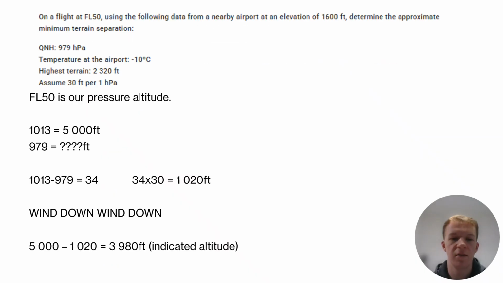So quickly rattling through this, we have our flight level 50, i.e. 5,000 feet, as our pressure altitude. We're going to do our pressure correction here, figuring out the difference between our 2 altimeter settings, times that by 30 to find our difference in feet, using wind down to find what we're going to do with that difference. We're going to be minusing it since we're winding down, to give us an indicated altitude of 3,980 feet. Great, first part done. However, that's not going to get us our answer. We need to find our true altitude to get the answer.